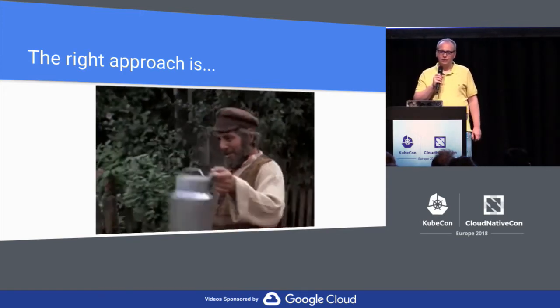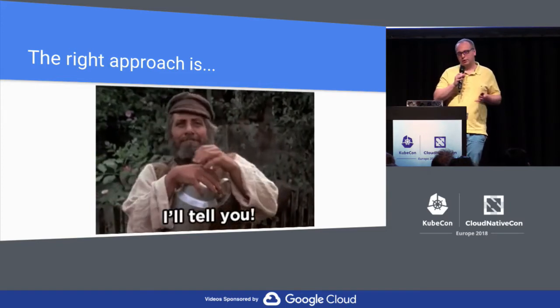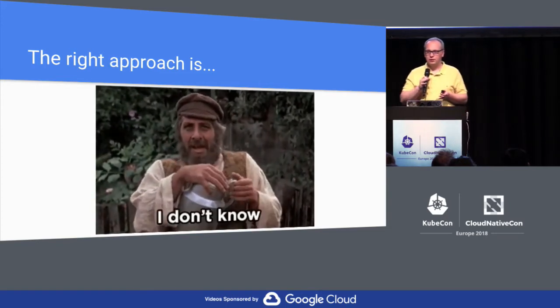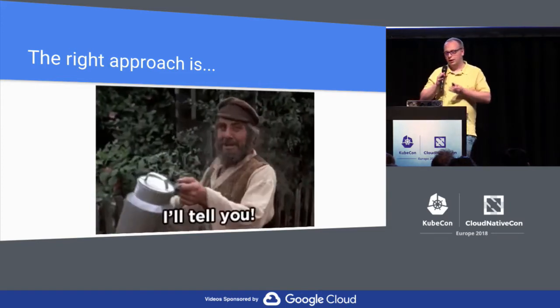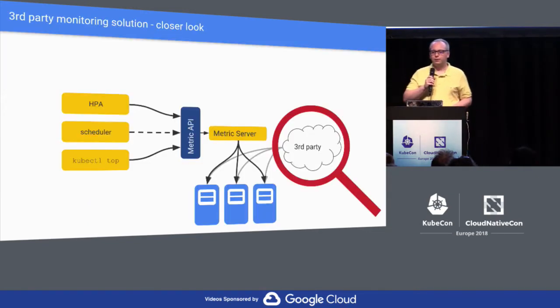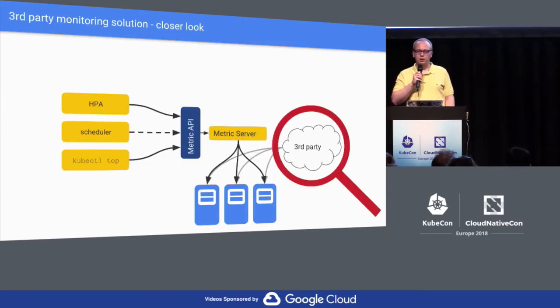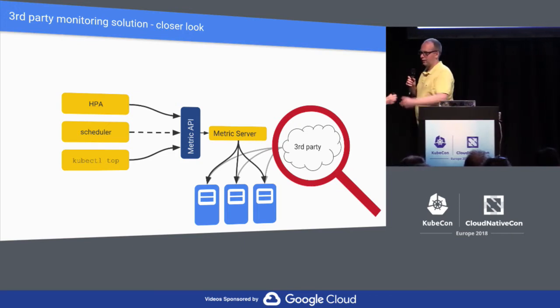So let's take a look into two examples of third-party monitoring solutions, one working in a pull model, another one working in a push model. So we'll take a closer look at these third-party monitoring solutions. We'll start with Prometheus, working in a pull model, and I'm passing the mic to Frederic.